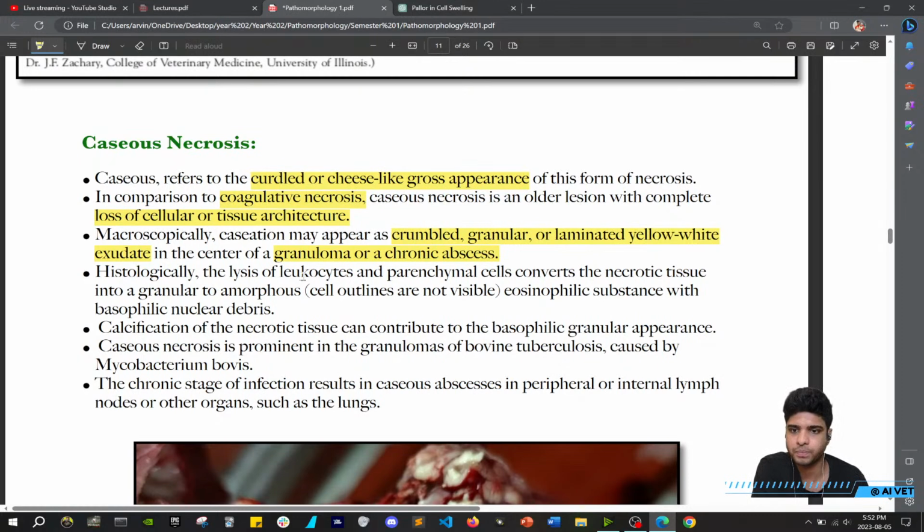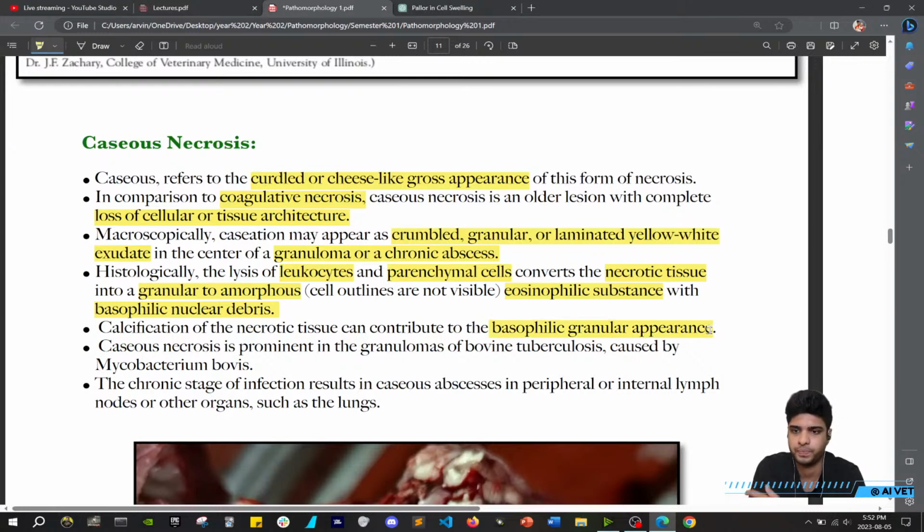Histologically, lysis of leukocytes, the white blood cells, and the parenchymal cells, the cells of the organ itself, converts the necrotic tissue into a granular amorphous eosinophilic substance with basophilic nuclear debris. Okay, calcification of the necrotic tissue can contribute to the basophilic granular appearance.